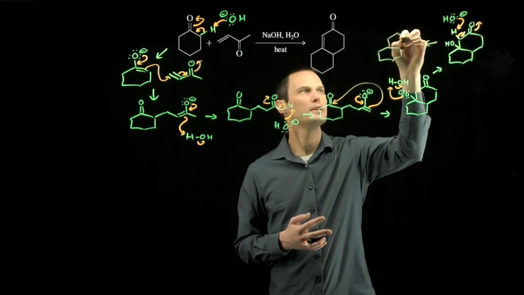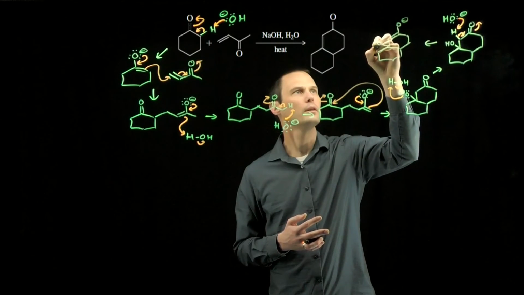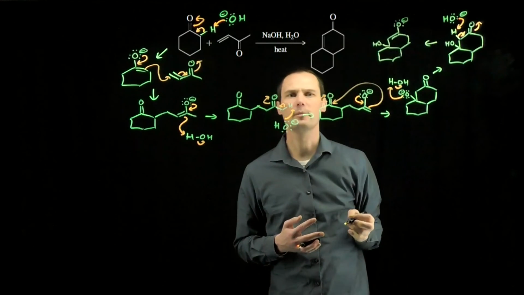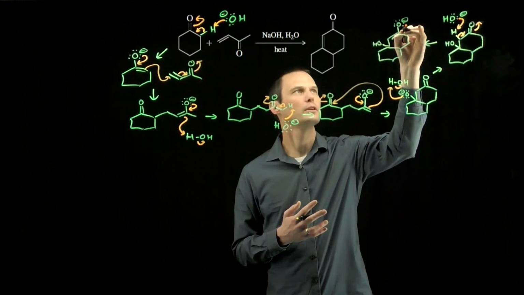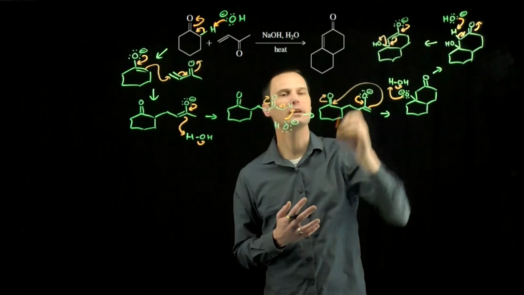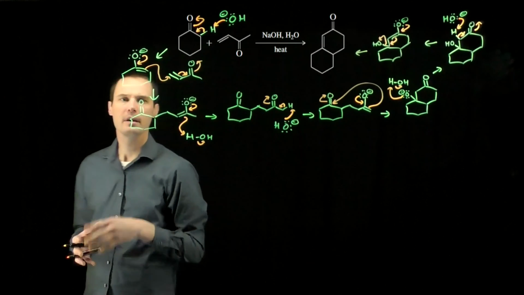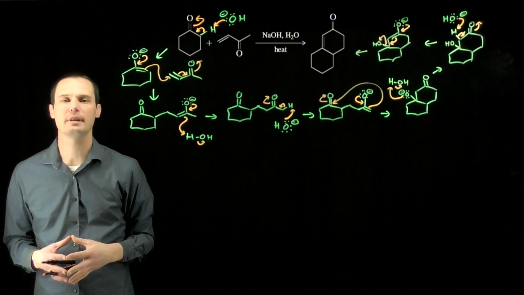And then we can use this enolate to eliminate the OH group and form our final product. These electrons will drop down to form the carbonyl. This double bond will swing over to form the unsaturation, kicking out OH minus as a leaving group, and that gets us to our final product. This is the mechanism for the Robinson annulation reaction.